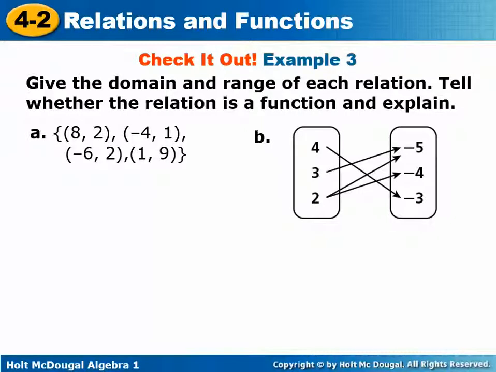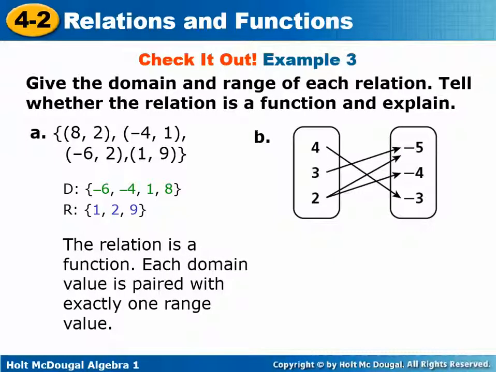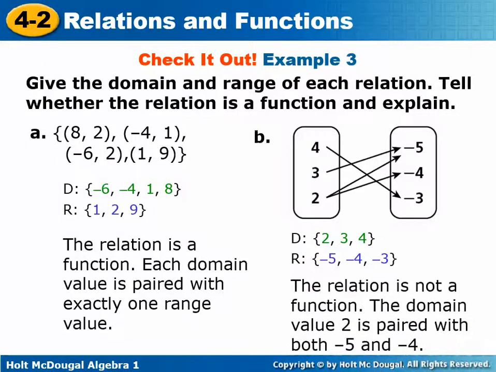All right, this says to give the domain and range of each relation, tell whether the relation is a function, and explain. So these are both discrete, so your domain and range are just going to be a list of numbers, and then you have to decide if it's a function or not. A is a function because each domain value is paired with exactly one range value. And B, you can list your domain and range, and it's not going to be a function because the domain value of 2 is paired with both -5 and -4. It's got more than one match, more than one range value.